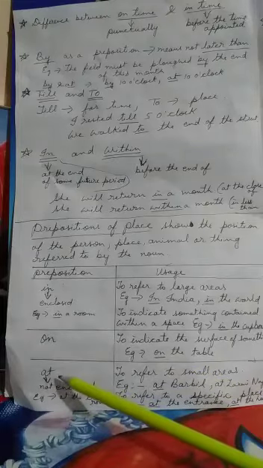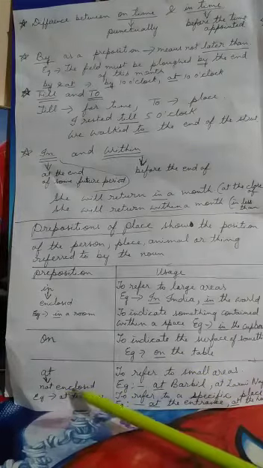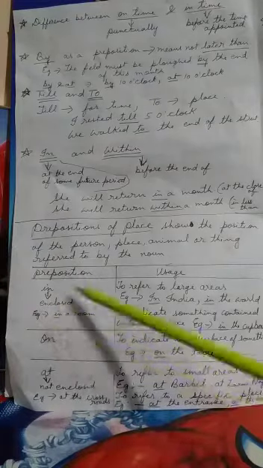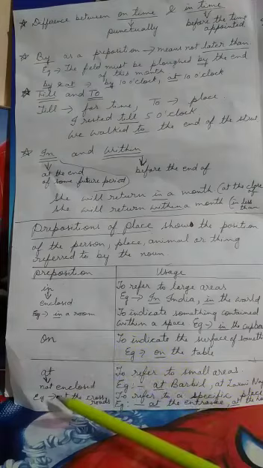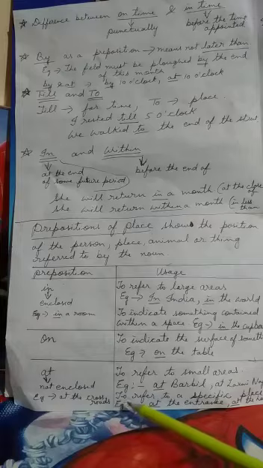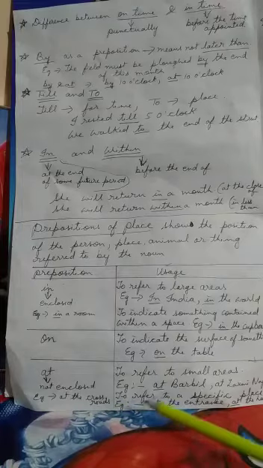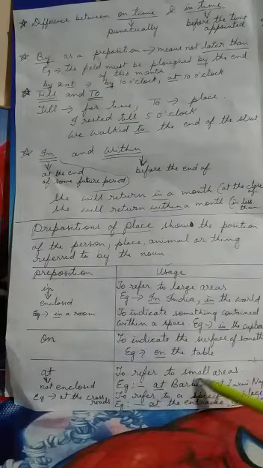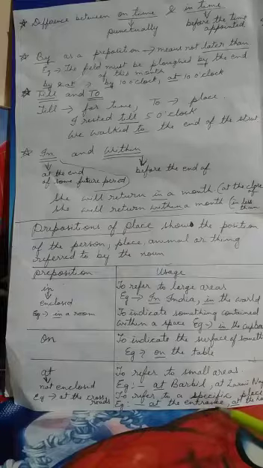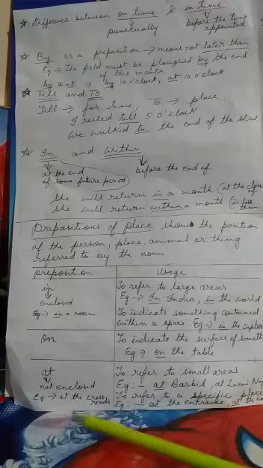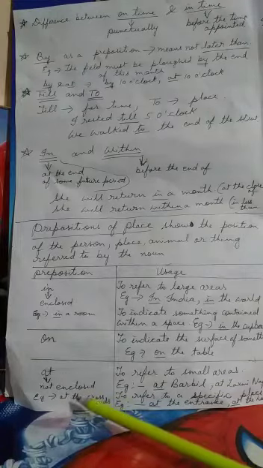See, at is used when the area is not enclosed, okay? In is used when the area is enclosed, like in a room. But at is used when it is not enclosed, like at the crossroads, at the entrance, at the hotel. So here you see, when the place is a small area, a specific place, or when it is not an enclosed area, in all these cases we can use at.